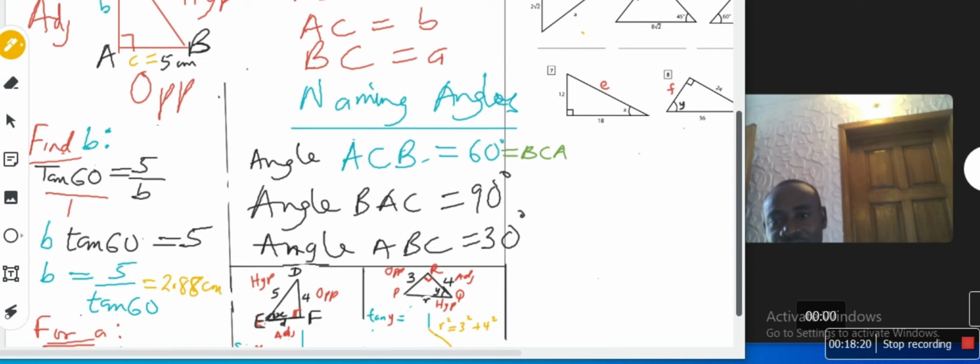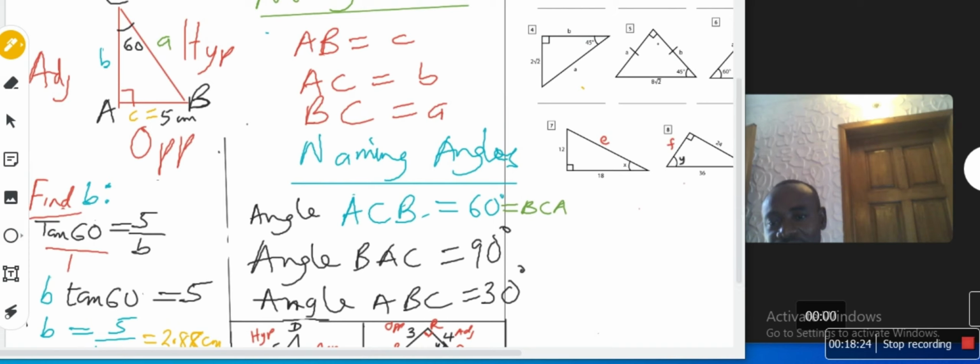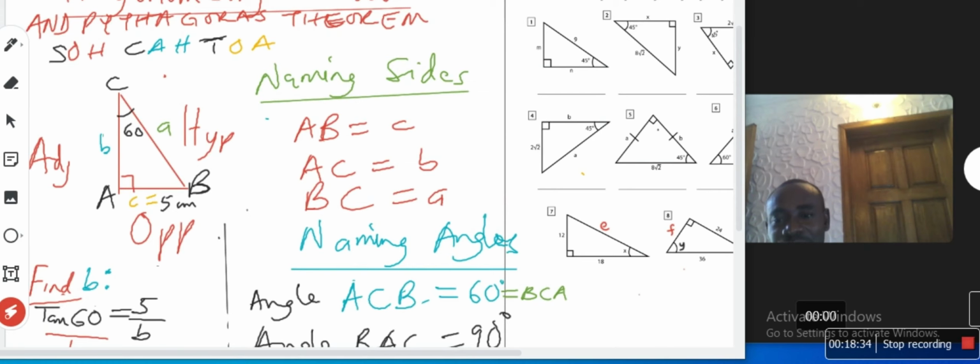All right, that's fine. What if you're asked to find a? We're looking for a this time around. How do we find a? Use sine. Why do you want to use sine? Opposite and hypotenuse. The opposite is already given. The hypotenuse is now what you're looking for, which is a. So you can use sine.